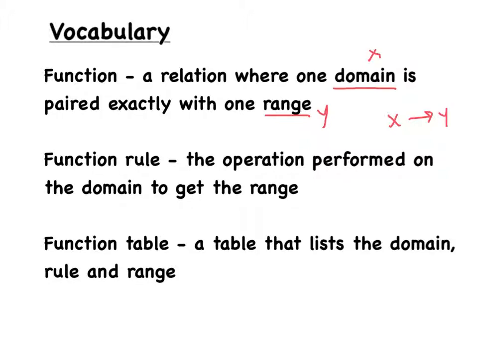Now the function rule is the operation that is performed on the domain to get the range. Whatever you do to this x to get to this y is called the function rule. And the function table is basically a table that lists what the domain is, what the rule is, and what the range is. So it's a table that lists all of them together in a nice, organized area.